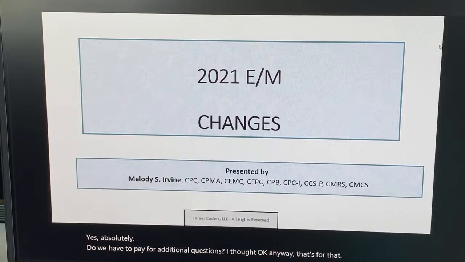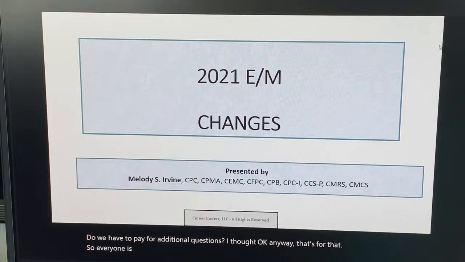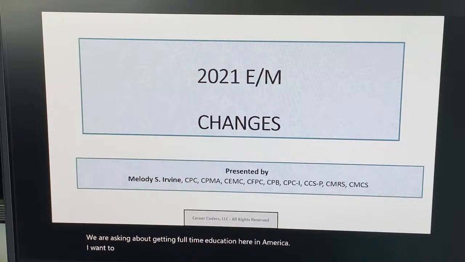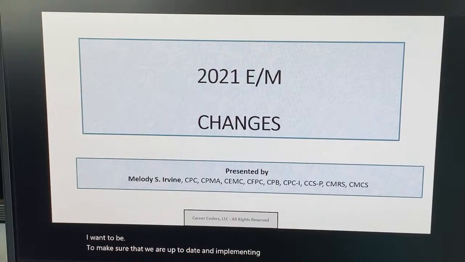So everyone is free to get up from your seats and pick up whatever you want. Have your coffee and water, because we will receive a very full-packed education here on more E&M guidelines. We want to be informed of these changes and make sure that we are up to date and implementing whatever changes in our practice.